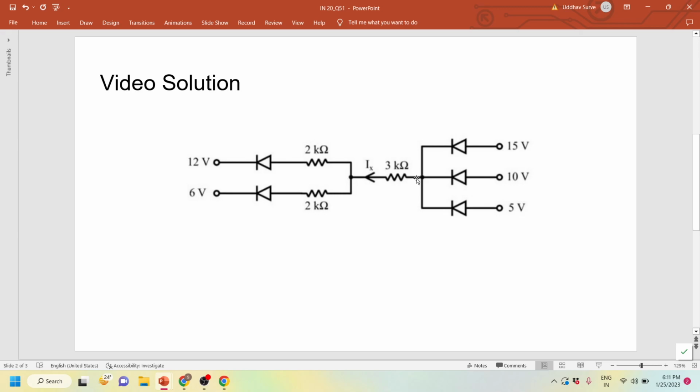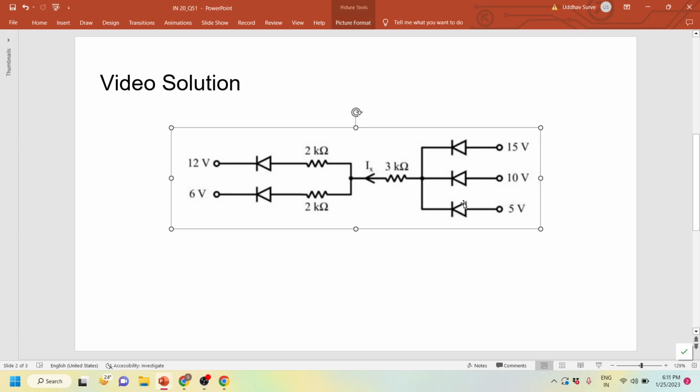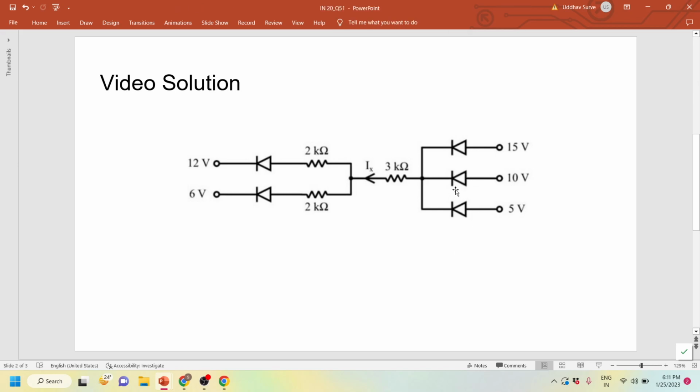If a 15 volt source is imposing its potential here, the anode to cathode voltage of the remaining two diodes in the bottom are negative. So these too will be reverse biased. 10 minus 15 will be minus 5, which is reverse bias for an ideal diode, and 5 minus 15 will be minus 10, also a reverse biased condition for an ideal diode. So these two diodes won't conduct if a 15 volt source is available here. So this side of the circuit is sorted out. Here 15 volt will come.